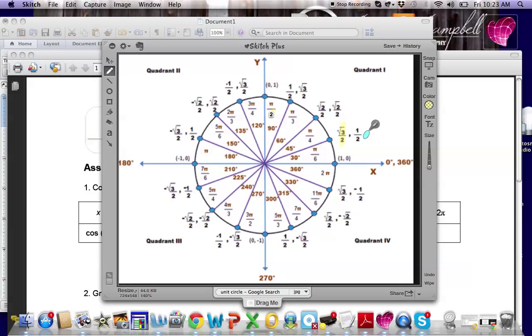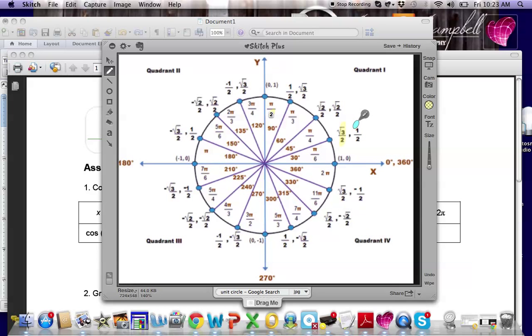Now, when you get to tangent and cotangent, those are a little bit harder because tangent is sine over cosine and cotangent is cosine over sine. So you have to write them out. You have to do the division. You have to make sure you keep it in simplest radical form. No radicals in the denominator.